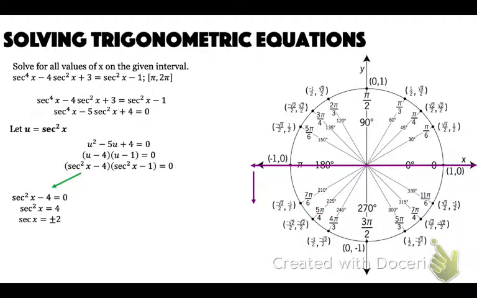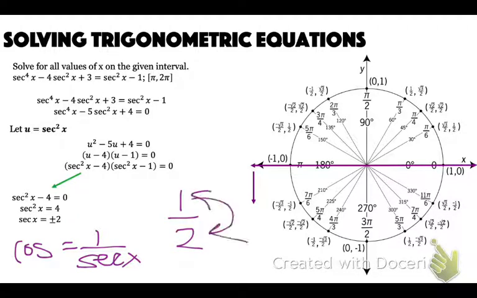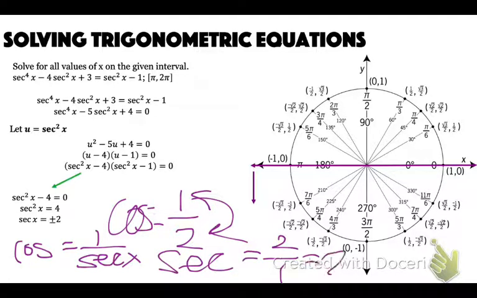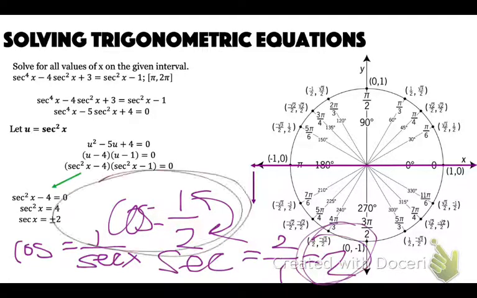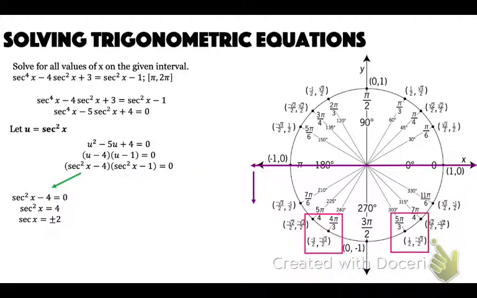Now remember, secant is the reciprocal of cosine. So if I just flip the cosines, where the cosines are 1/2, if I flip those, so if cosine equals 1/2, secant is going to equal 2 over 1, which is 2. So I really just need to look at where's cosine 1/2. Well, cosine is 1/2 at these two places. So that's going to be 4 pi over 3 and 5 pi over 3.